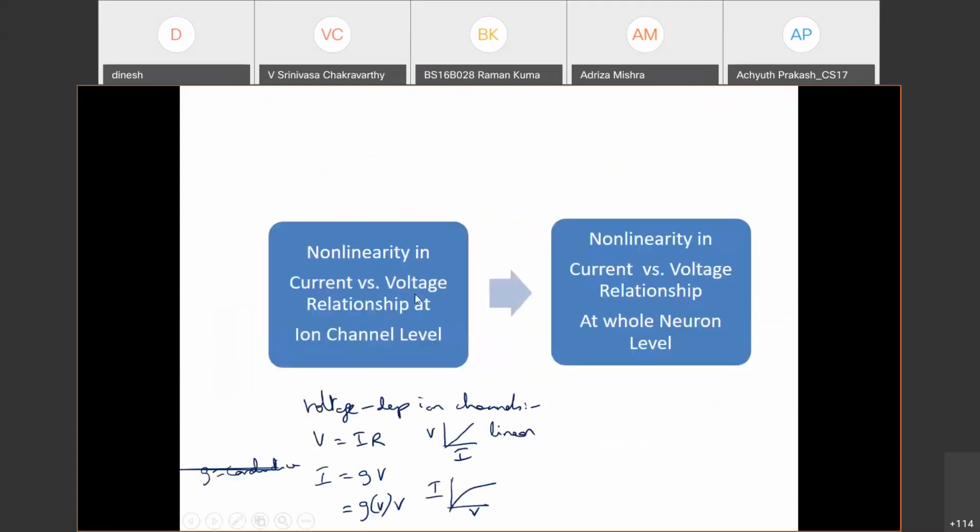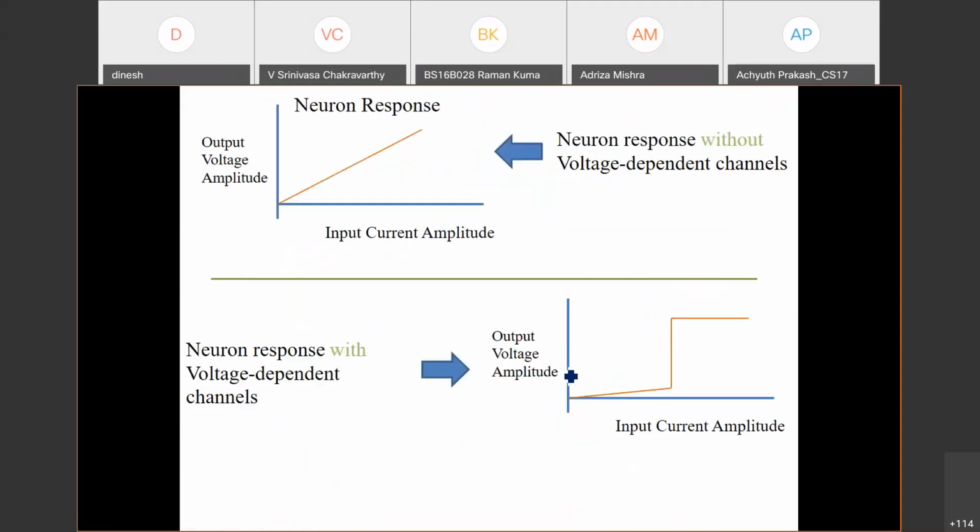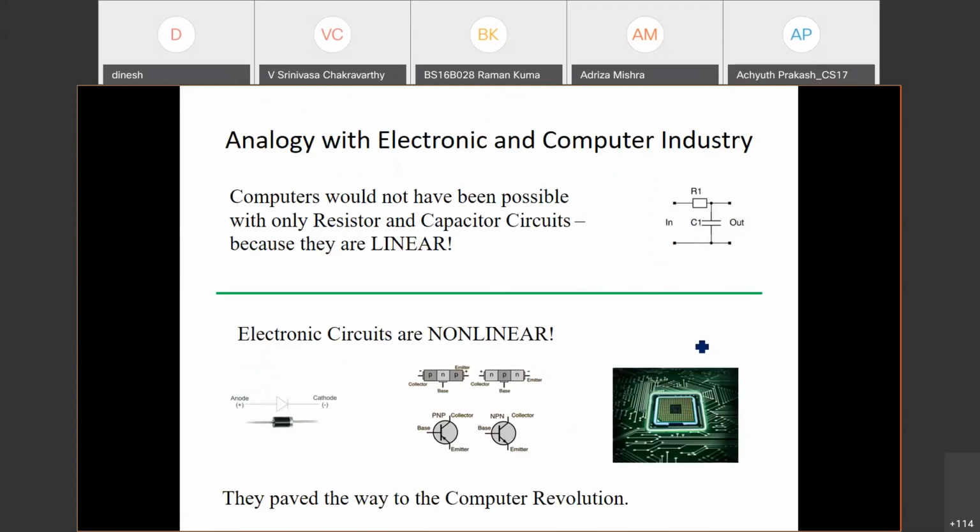So this nonlinearity at the level of the single ion channel is what gets translated into nonlinearity at the level of the whole neuron. Like I was saying, if I have an ohmic conductance or an ohmic resistance, the I versus V relationship is linear. If it is a non-ohmic conductance, then it will be nonlinear. So that's what is happening here. The nonlinearity at the level of the single ion channel is showing up in the response of the whole neuron to current like this. So output voltage amplitude versus input current amplitude is some kind of nonlinear function like this. You can approximate it as a step function, but that's a small detail.